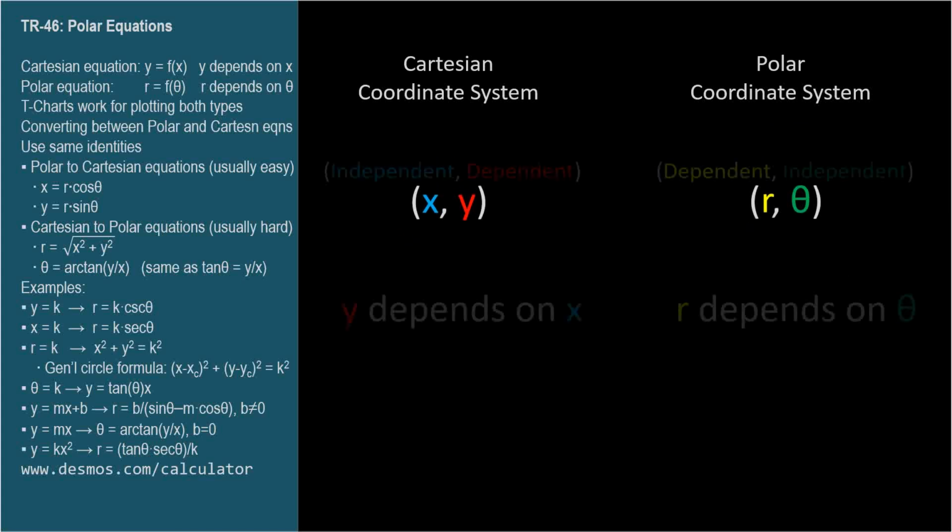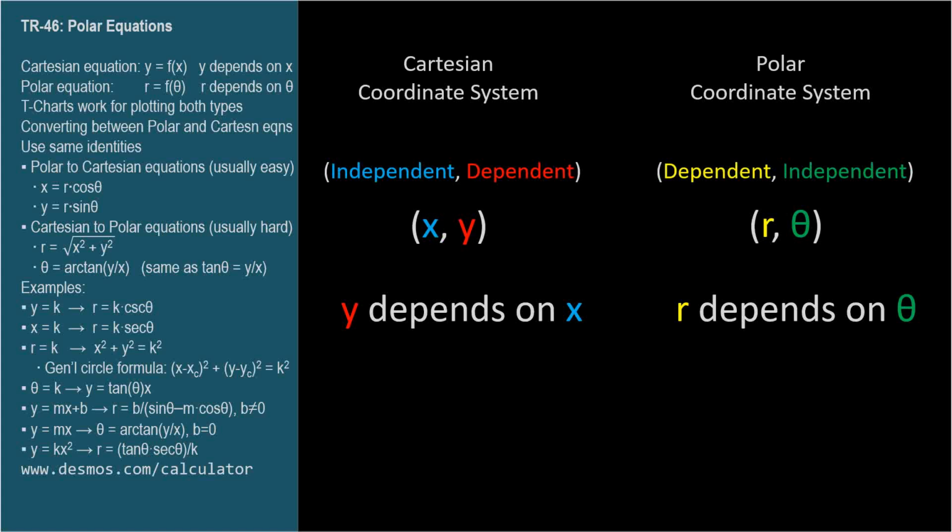Interestingly, Cartesian coordinate pairs list independent first and then dependent, but polar coordinate pairs list dependent first and then independent. I can't say I know why this is. I'm just an engineer. Maybe a mathematician can tell us in the comments.